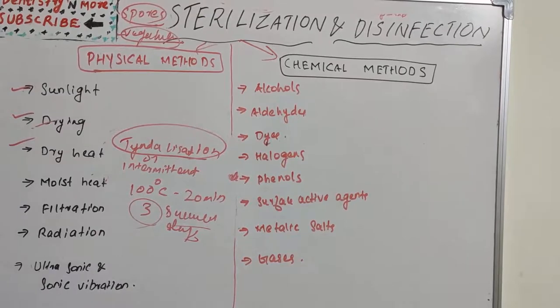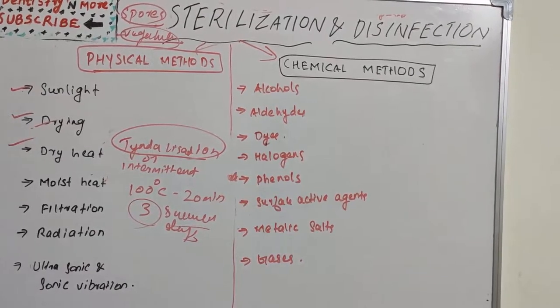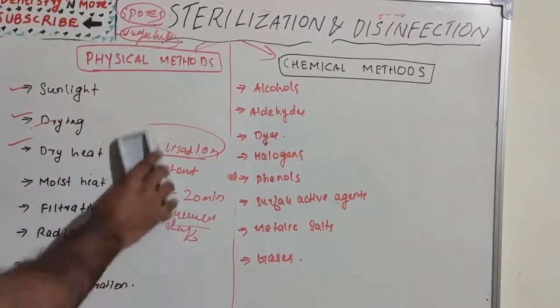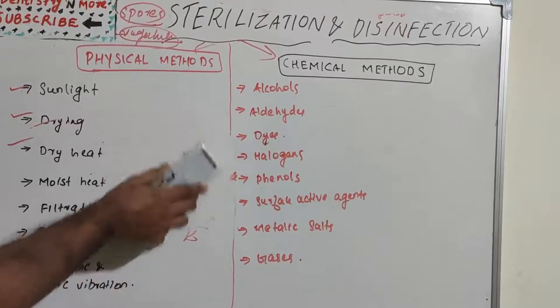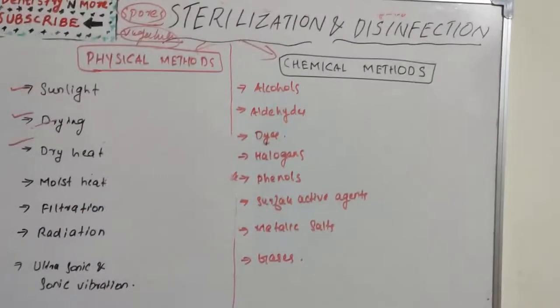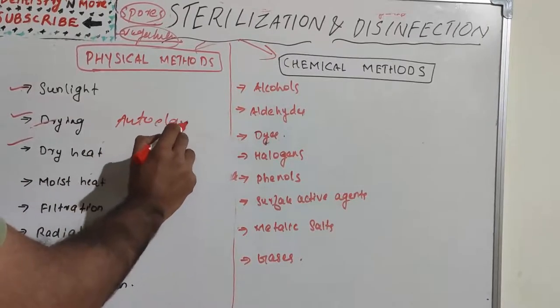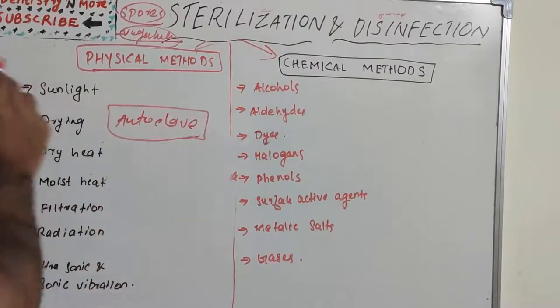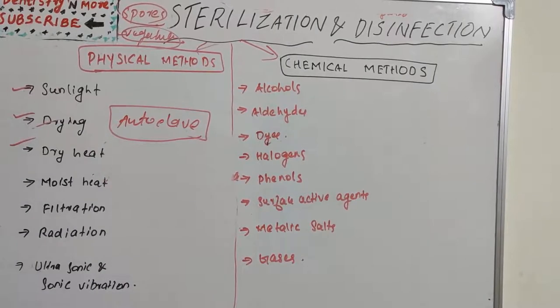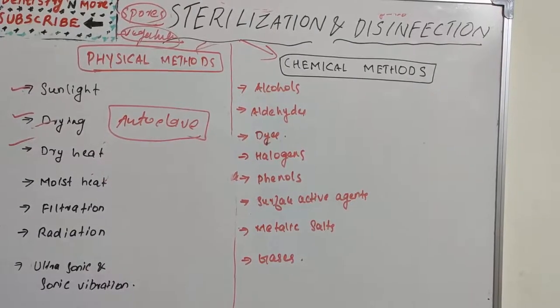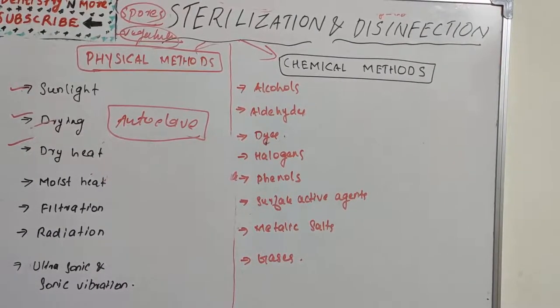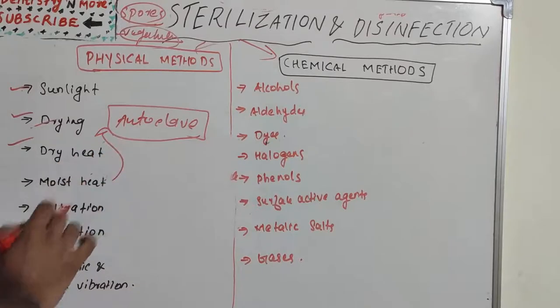Now we have the very important sterilization method, which is using this moist heat. Very popular, very common one is autoclave. So all of you must be knowing autoclave. You must have seen this in your clinics, in your college, wherever you are working. In a health sector, autoclave will be there for sterilization. So autoclave is working under moist heat principle.